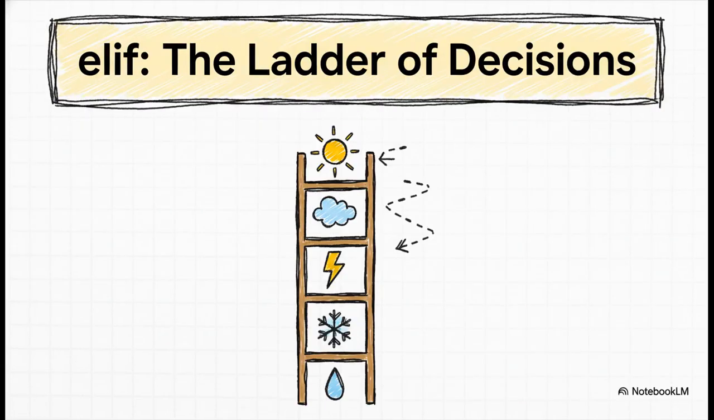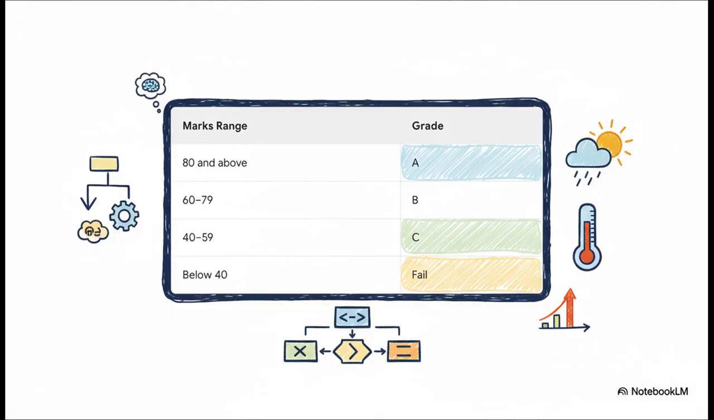Okay, but life is rarely just two choices, is it? What if we have 3, 4, or maybe even 10 possible outcomes? Well, that's where elif comes in to save the day. It's short for else if, and it lets us chain multiple checks together, creating this awesome ladder of decisions. Let's imagine we're building a program to grade an exam. We've got several possible grades, so a simple if-else just won't work. We need more options.